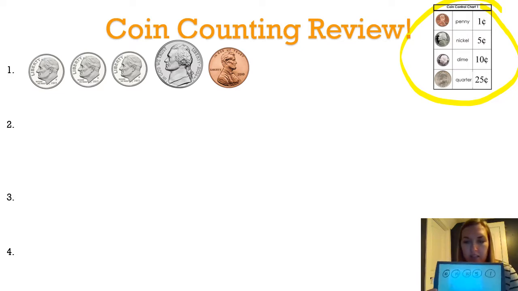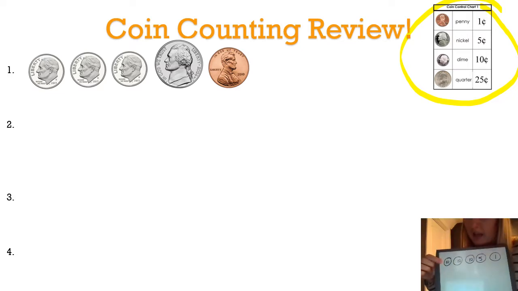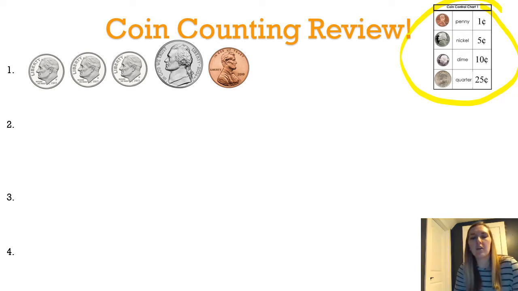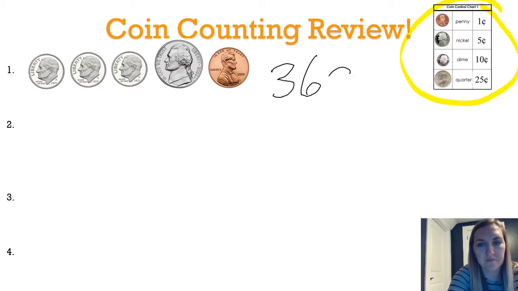Skip counting. Ready, set, go. 10, 20, 30, 35, 36. One more time, ready, set, go. 10, 20, 30, 35, 36. The total value is 36 cents.